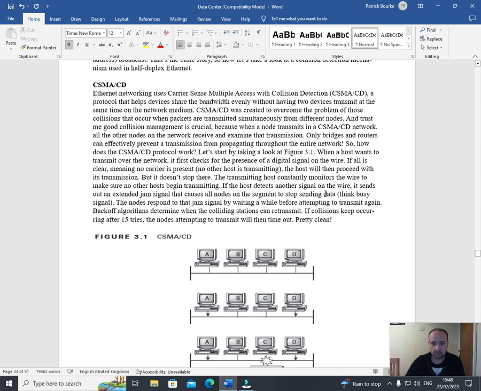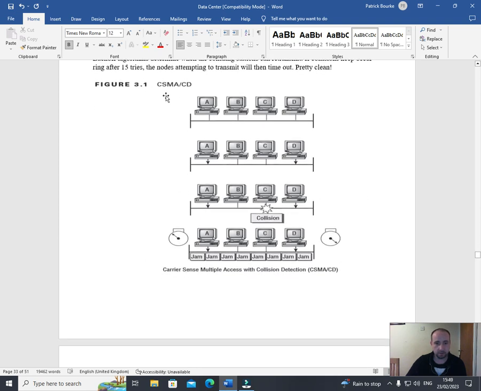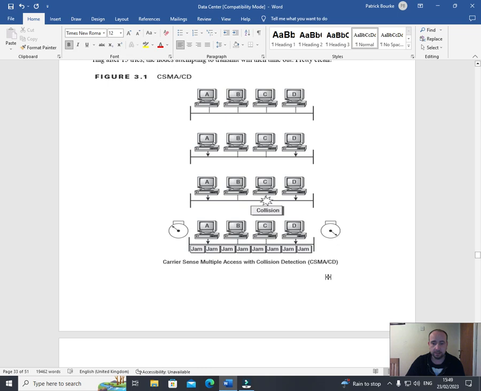If the host detects another signal on the wire, it sends out an extended jam signal that causes all nodes on the segment to stop sending. Think busy signal. The nodes respond to that jam signal by waiting a while before attempting to retransmit again. Back-off algorithms determine when the colliding stations can retransmit. If collisions keep occurring after 15 tries, the node attempts to retransmit will then time out. So here you can see figure 3.1, CSMA/CD, carrier sense multiple access with collision detection.